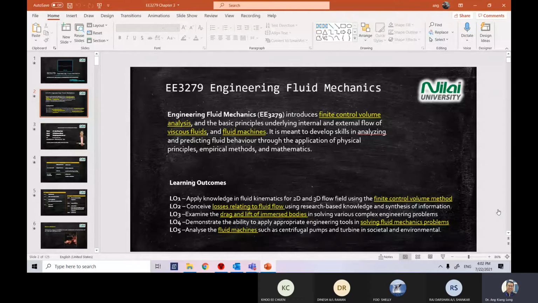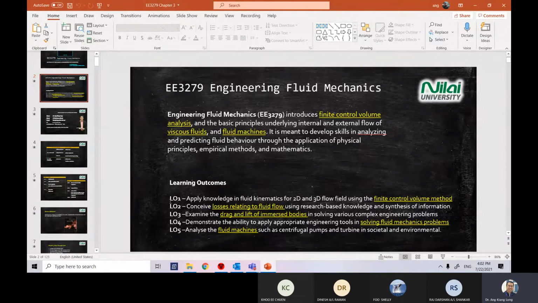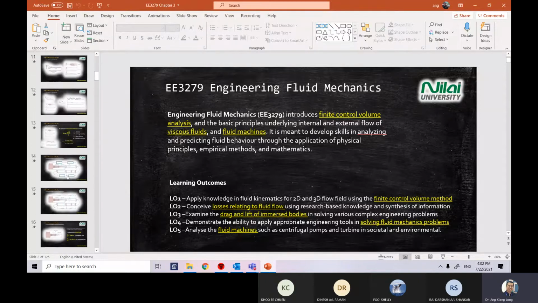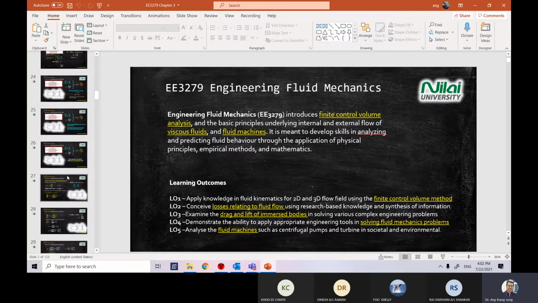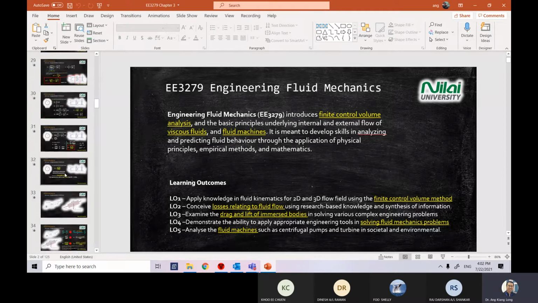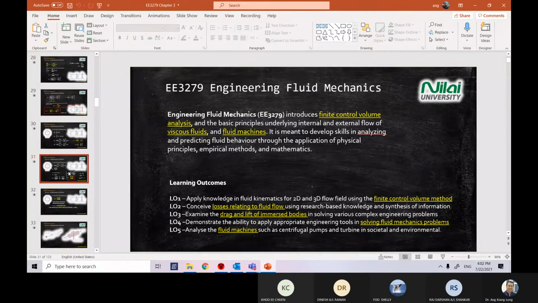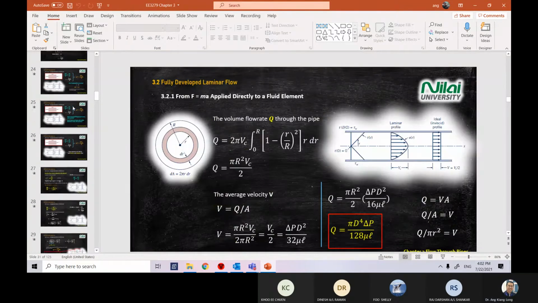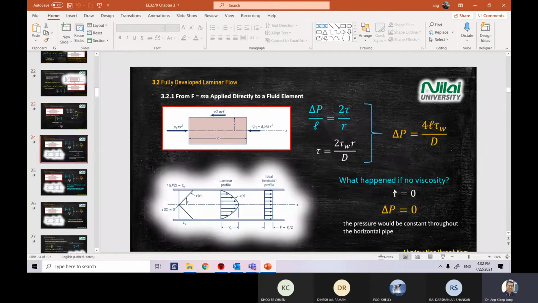Okay, now chapter 3 is focused on learning outcome number 2, where you need to learn about losses. In the previous class, we stopped at the equation for your Q, for your flow. Previously, we talked about this ratio, about pressure, length, the shear forces divided by R. In this case it is stress, shear stress. This is shear stress.